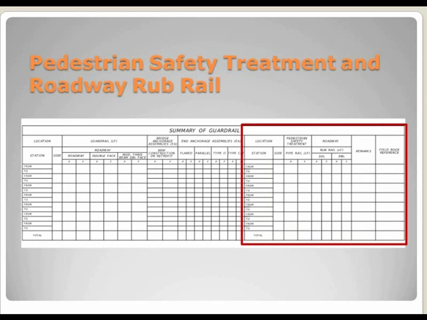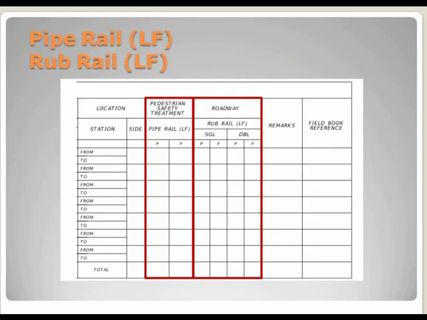The next segment that we're going to look at is the pedestrian safety treatment and the rub rail section of the form. You can see we added a station location with from and to and a side. Then the next thing we'll have is the pedestrian safety treatment column for the pipe rail in linear feet. And then the next column is the roadway rub rail column, calculated in linear feet, and that's also single and double face. One of the things that we talked about when we reviewed this with the estimates office, there are some cases where you'll have double rail on the front and the back, and then you also have the single rub rail, and they wanted to tabulate that separately.